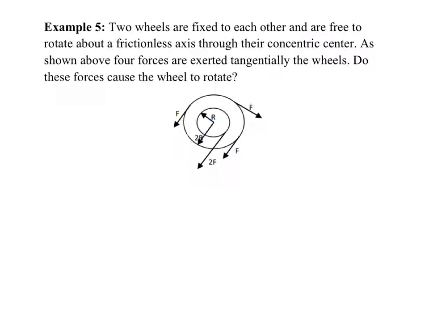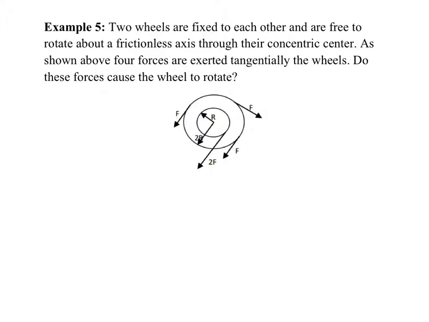Yep, that's fine. So 2 wheels are fixed to each other, and they're free to rotate about a frictionless axis through their concentric center. Concentric with center, sharing the same center. As shown above, 4 forces are exerted tangentially. We're going to use that word again later today, probably for a little while today. Tangentially to the wheels. And these forces cause the wheel to rotate.